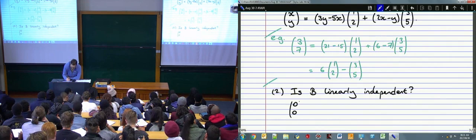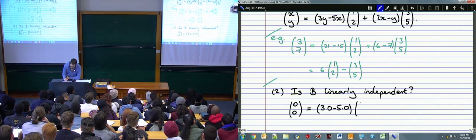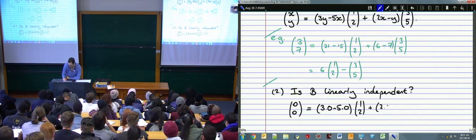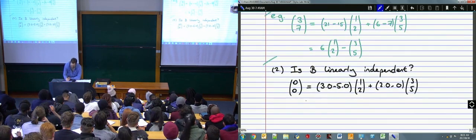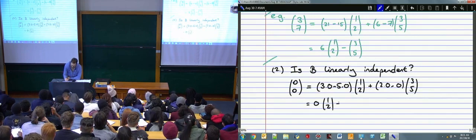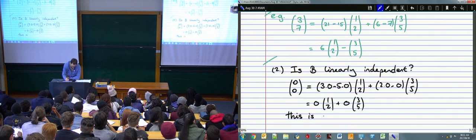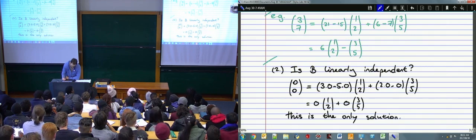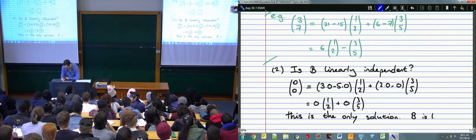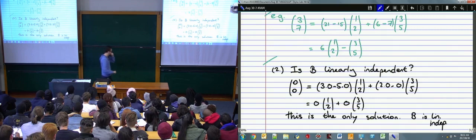Well, the quickest thing to do is just, we take (0, 0) equal to 3 times 0 minus 5 times 0 times (1, 2), plus 2 times 0 minus 0 times (3, 5). All right, so that's 0 times (1, 2) plus 0 times (3, 5). And that was the only solution that we found. So B is linearly independent.